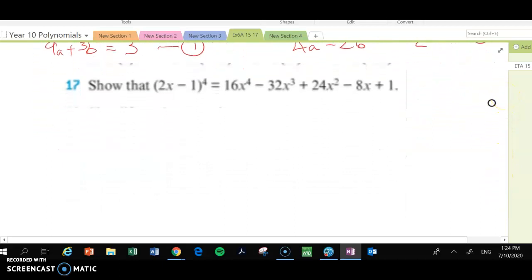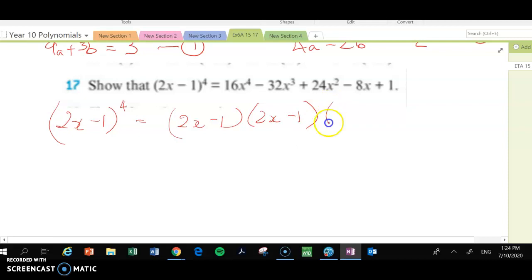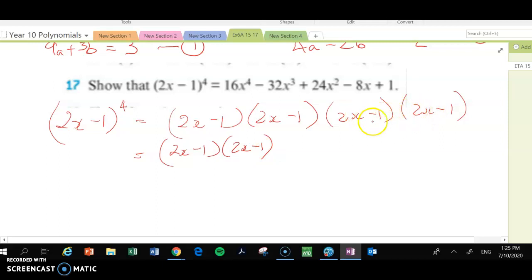This other one is, of course, 2x minus 1 to the power of 4. It's a quartic, which means it's 2x minus 1 times 2x minus 1 times 2x minus 1 times 2x minus 1. Now, there would be a temptation to do them in pairs, but I wouldn't. I would expand a set of brackets at a time. So leave the first two alone and expand the second two. And of course, that's a perfect square.